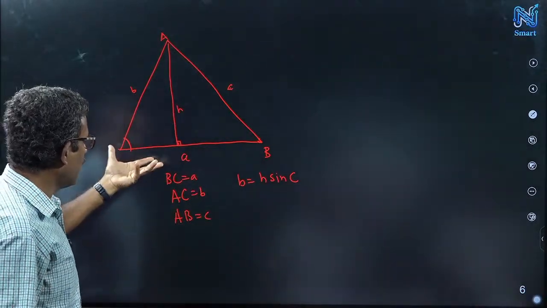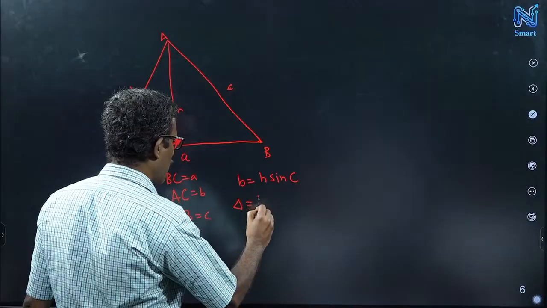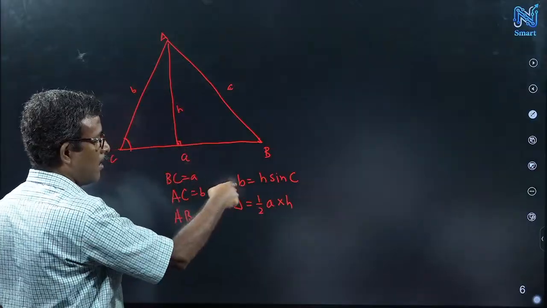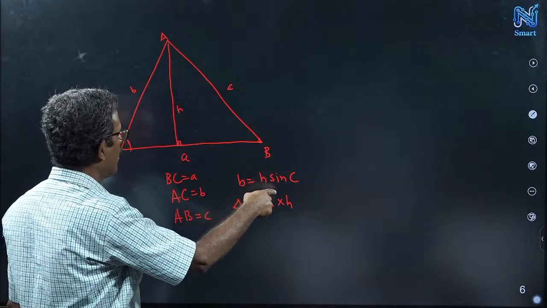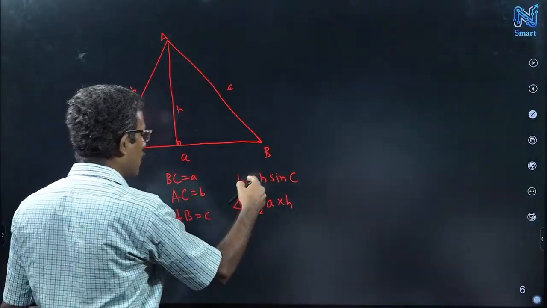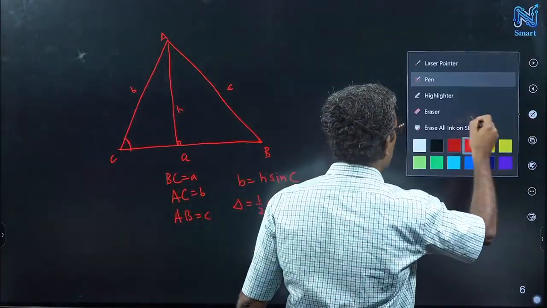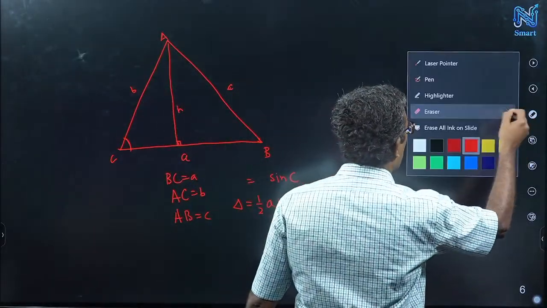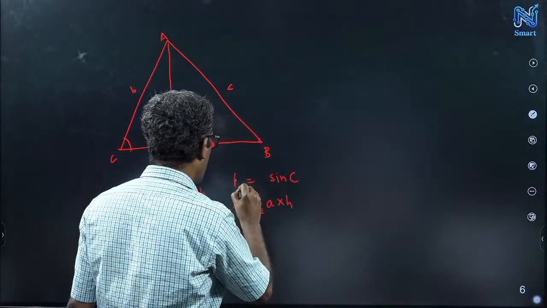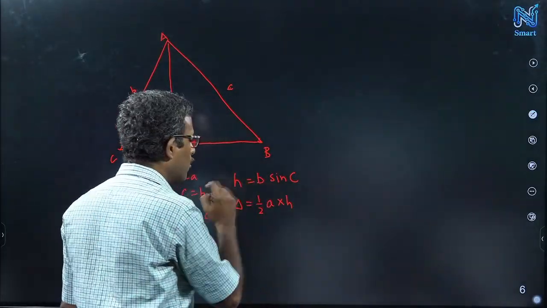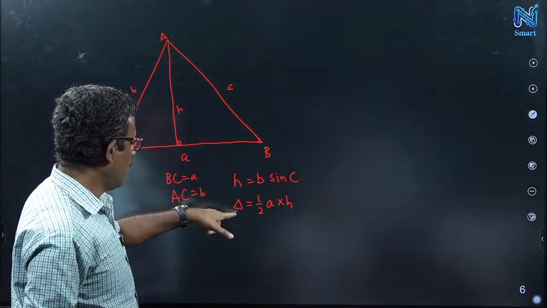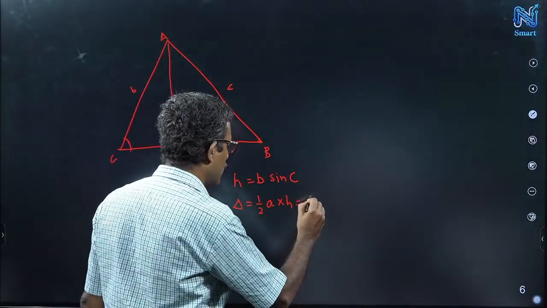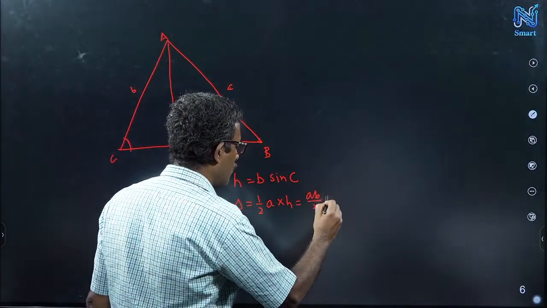So now what is the area? Area is half of a into h. Sorry, h by b equal to sin C, so h equal to b sin C. So area is half of a into h, so replace this. So it is ab by 2 into sin C, right?